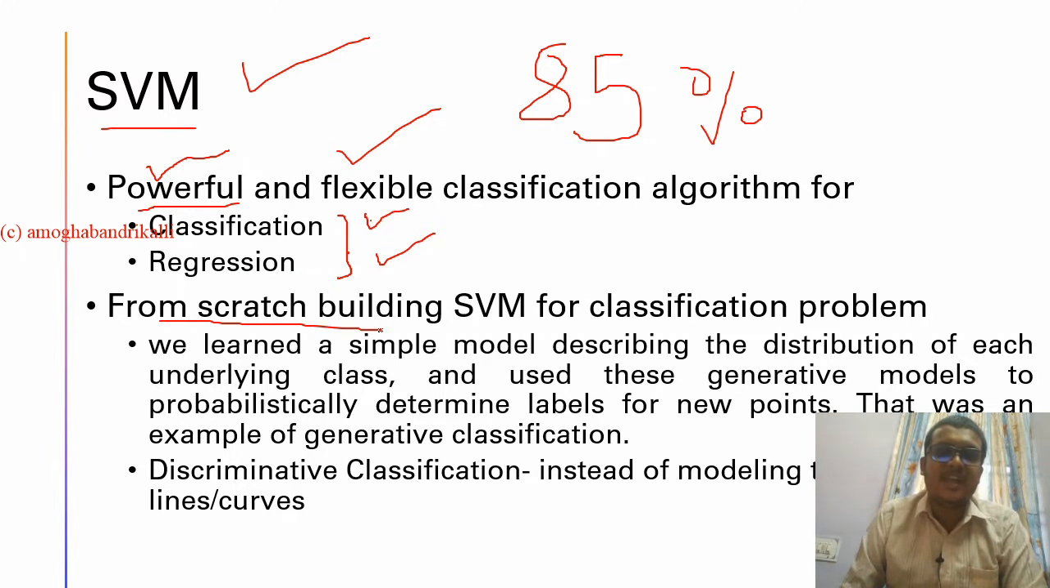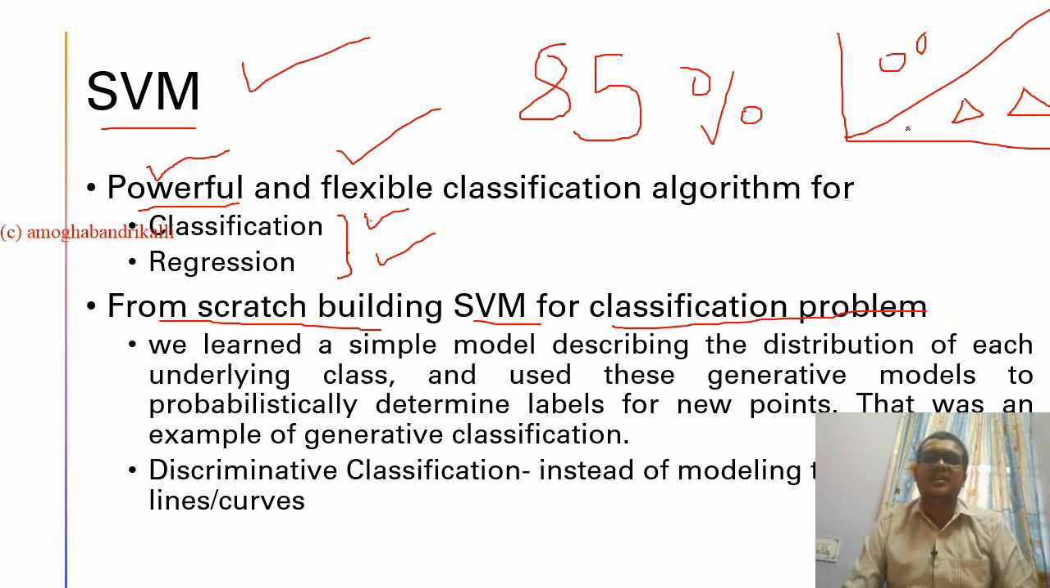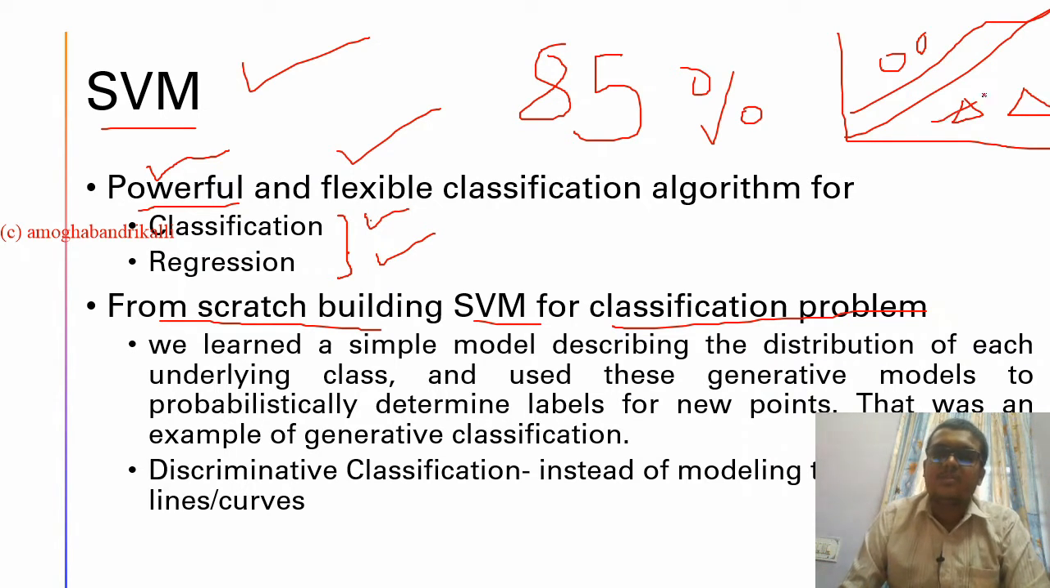So from scratch we are going to build an SVM for a classification problem. Classification problem means you need to differentiate between circles and rectangles. If it is linear data, you can just have a hyperplane and make the classification.